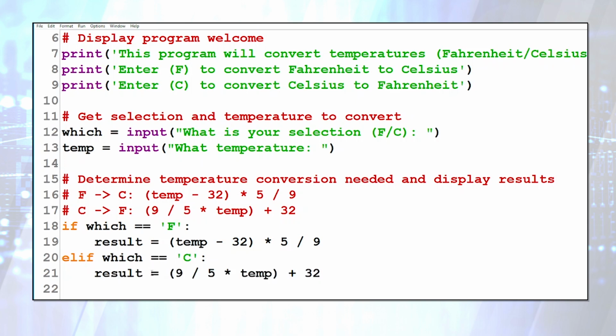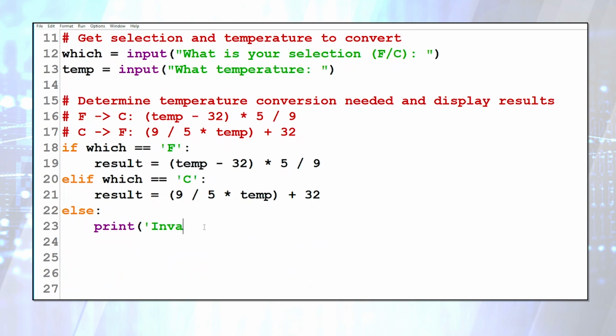Depending on the selection, again, you're going to pick either this path or this path. And then I'm going to add this else and just put print invalid input. Oh, why is it not going down? Invalid input.